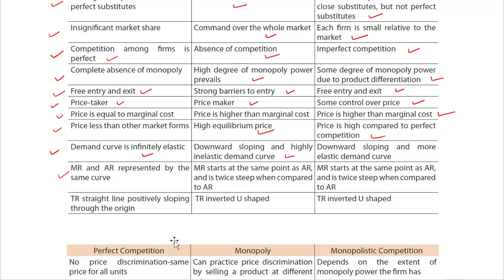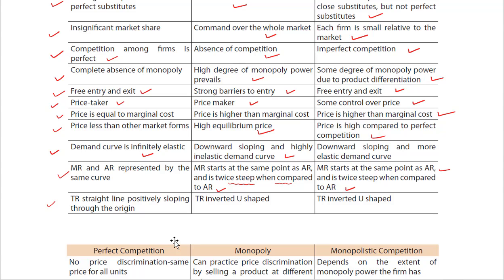In perfect competition, marginal revenue and average revenue represent the same curve, MR equal to AR equal to P, that is price. In case of monopoly, marginal revenue starts at the same point as AR and is twice as steep as compared to AR.